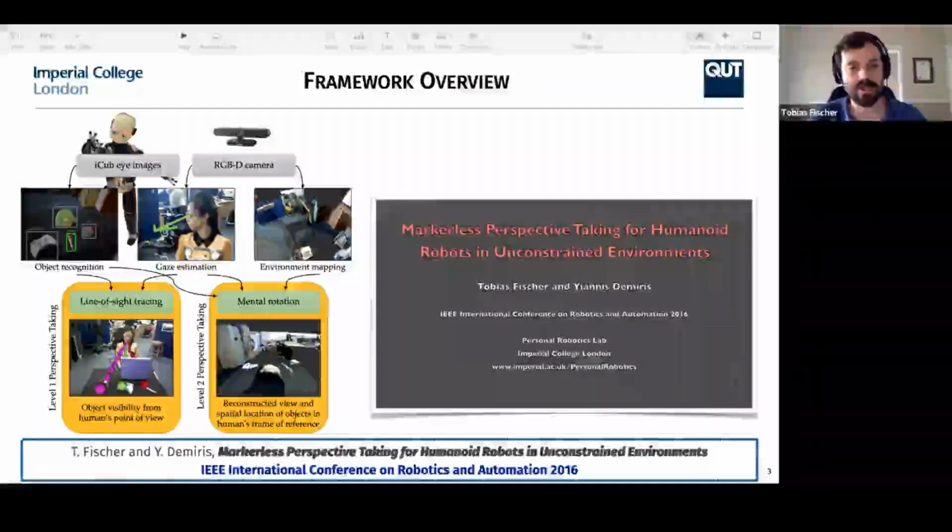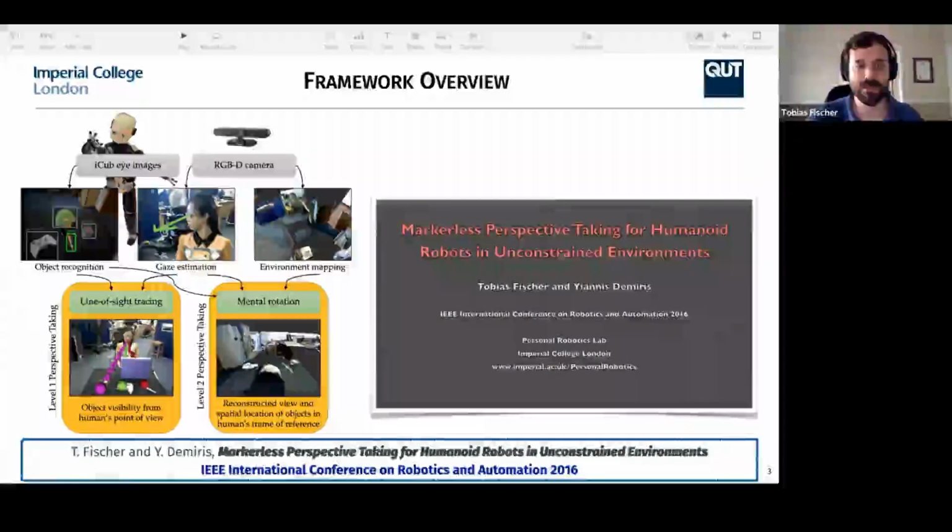And there are 3 basic components which are required for perspective taking. So it's object recognition. You need to know which are the objects of interest. Gaze estimation, which is going to be the second part of my talk. So that's just telling you where the human is looking. And you also need to have an understanding of the environment. And once you do that, you can then do the level 1 and level 2 perspective, which I introduced in the previous slide. So to give you a better idea, I'll play the video.